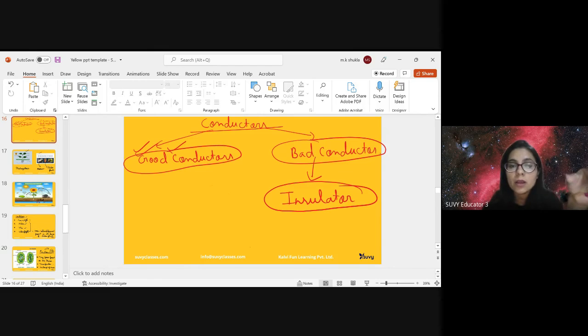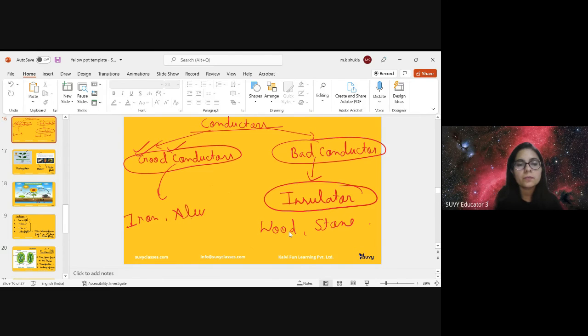For example, insulator examples can be wood, stone, okay, and conductor examples are iron, aluminium, steel, copper. You have seen the copper wire at your home. So these coppers are good conductors, and the insulators that do not allow heat transfer through themselves are called insulators or bad conductors. Okay, I've just told you.